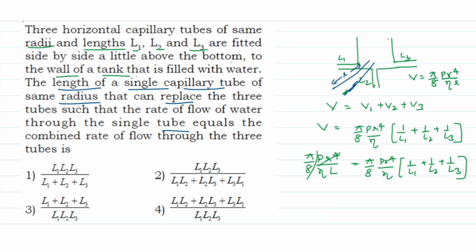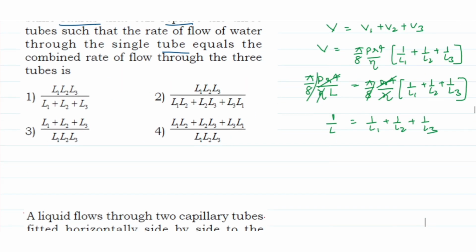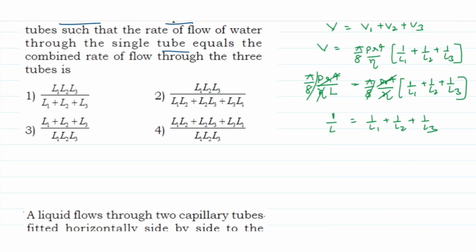So pi by 8 P R power 4 and eta get cancelled. Then 1 by L will be equal to 1 by L1 plus 1 by L2 plus 1 by L3. When you take the LCM, you will get L as L1 L2 L3 by L1 L2 plus L2 L3 plus L3 L1. This is the effective length we are talking about.